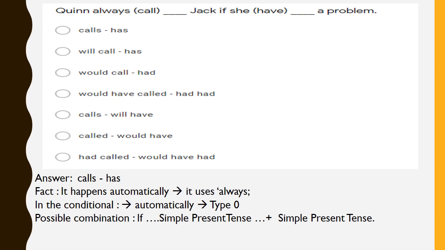Question: Queen always call Jack if she have a problem. Answer: Calls. Has. It happens automatically. It uses always. That is the fact. In the conditional form, we use type 0 because it happens automatically. And the possible combination is if simple present tense combined with simple present tense.